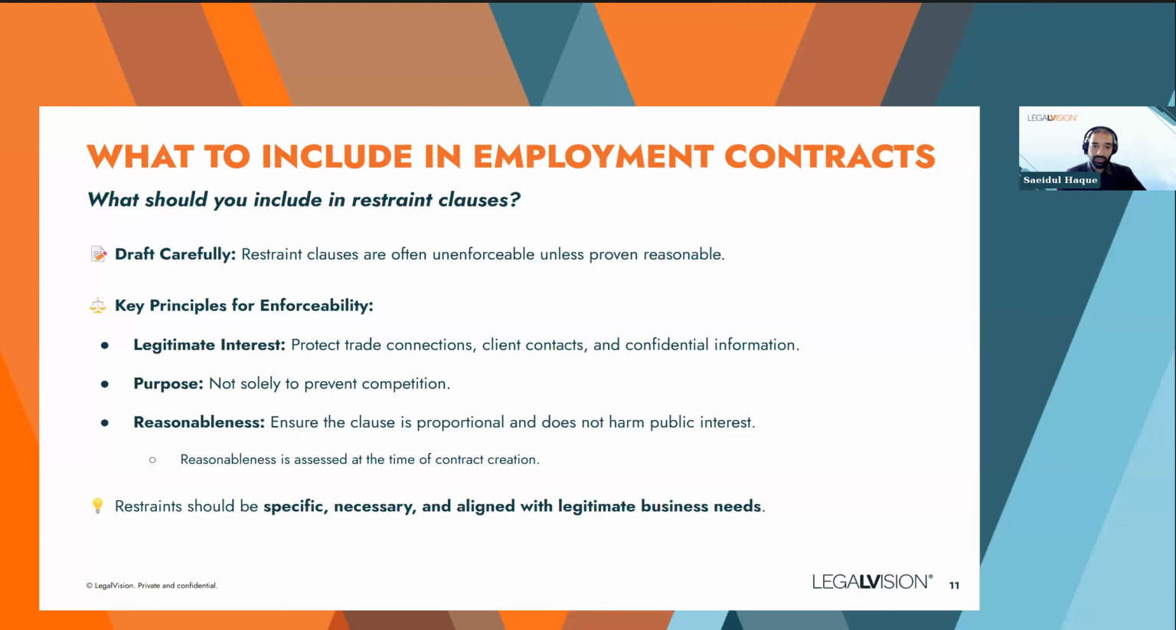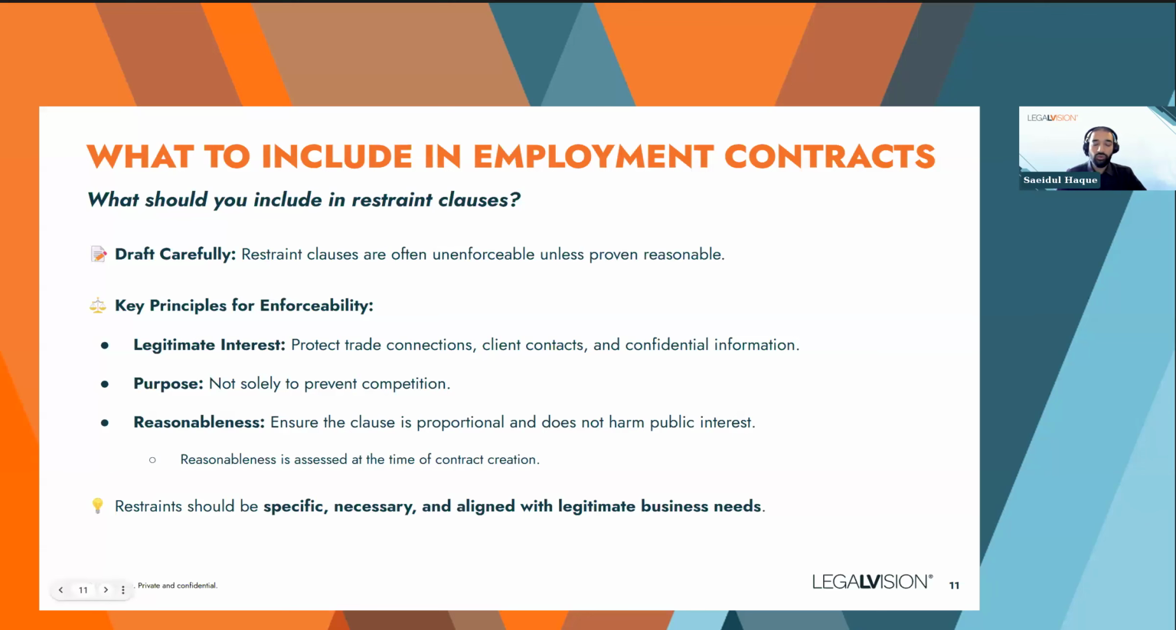The third thing to look at is reasonableness. The restraints must be reasonable for them to be enforceable. So all you need to do is ensure that it adequately protects your business, nothing more. It also should not be damaging to the public, and it should be reasonable in the public interest as well. When deciding whether or not the restraint clause is reasonable, the court will usually look at what would have been reasonable at the time you entered into the employment contract itself.